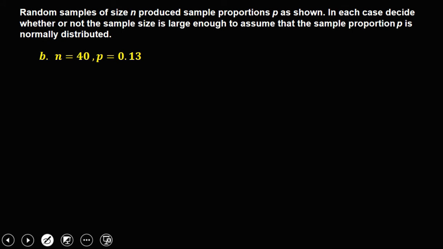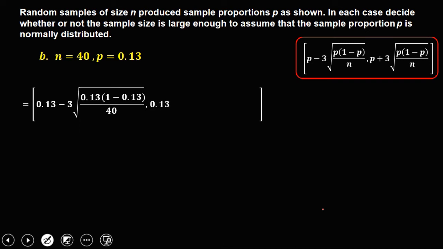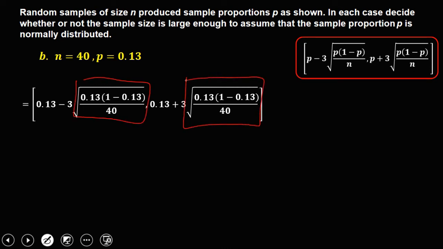Then for this given, the sample size is 40, and the sample proportion is 0.13. The same formula, so substitute now all the values. P is 0.13, then minus 3 times the square root of 0.13 times 1 minus 0.13 over 40, that's the sample size. Then the other one, that's 0.13 plus 3 times the square root of 0.13 times 1 minus 0.13 over 40. So again, solve first the expression inside the radical.